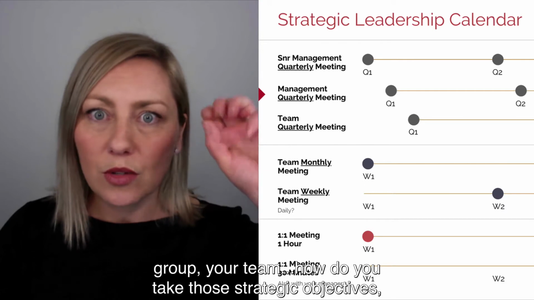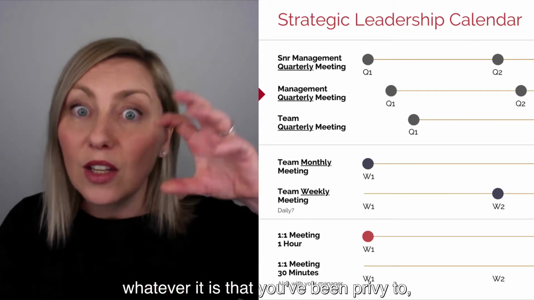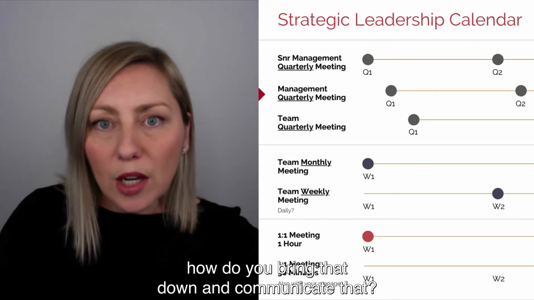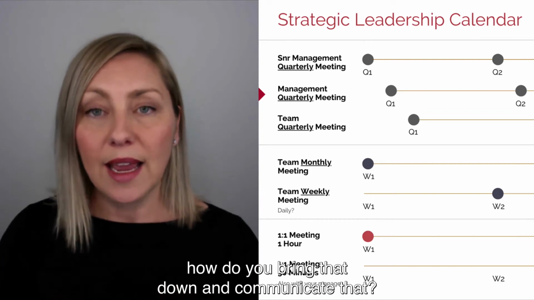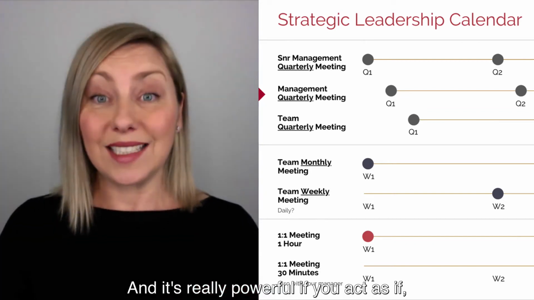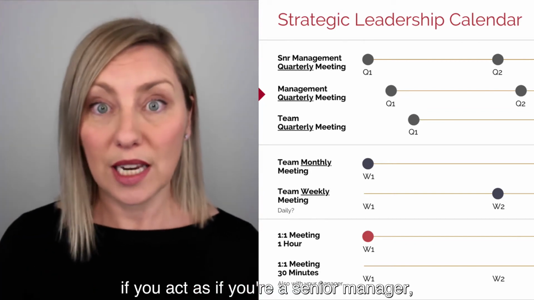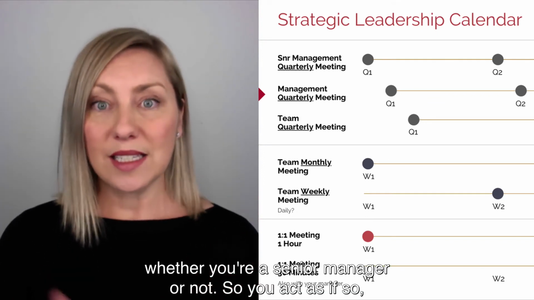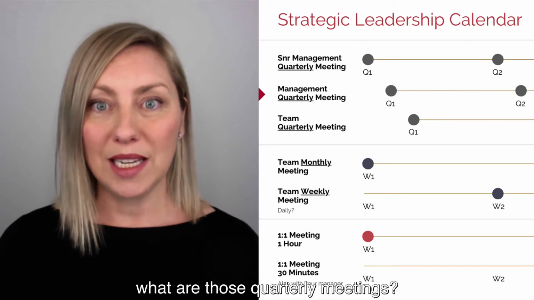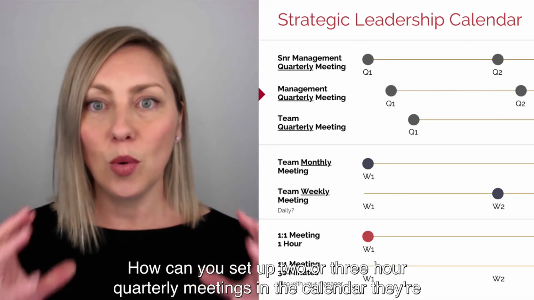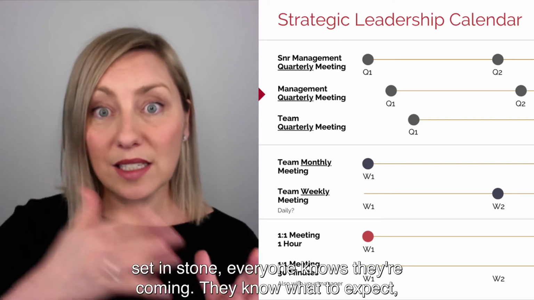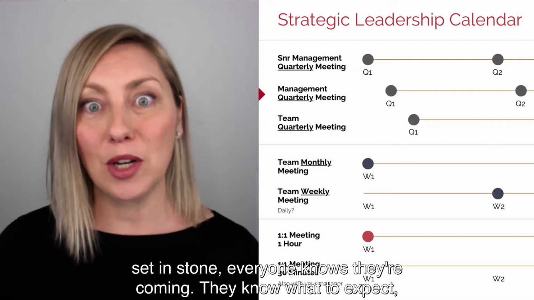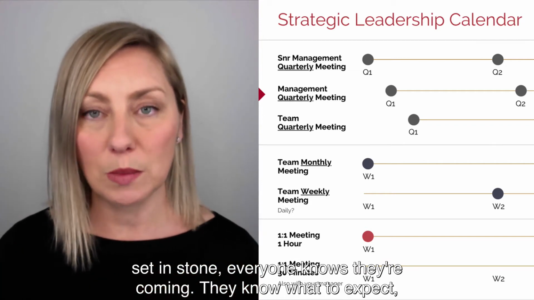How do you take those strategic objectives, whatever it is that you've been privy to, how do you bring that down and communicate that? And it's really powerful if you act as if you're a senior manager, whether you're a senior manager or not. So you act as if. So what are those quarterly meetings? How can you set up 2 or 3 hour quarterly meetings in the calendar? They're set in stone. Everyone knows they're coming. They know what to expect.